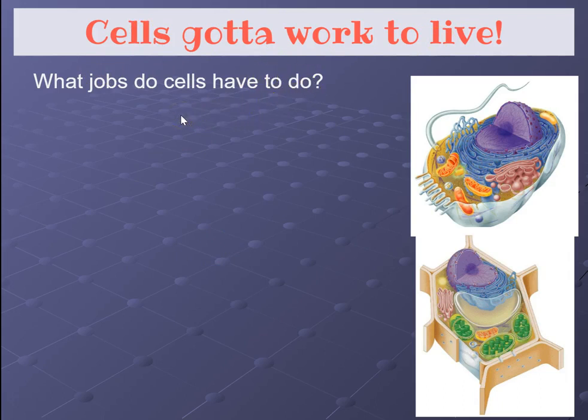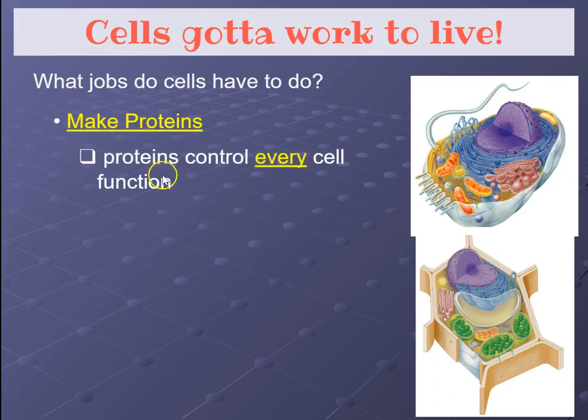So we're going to be learning about 3 different jobs that cells have to do in order to live, and these 3 are very important, and they're going to be highlighted in yellow, so I would make sure that you write this somewhere on your notes. Our first one is making proteins. So the cells are going to make proteins in order to control every cell function. So make sure you write making proteins and that proteins control every cell function.